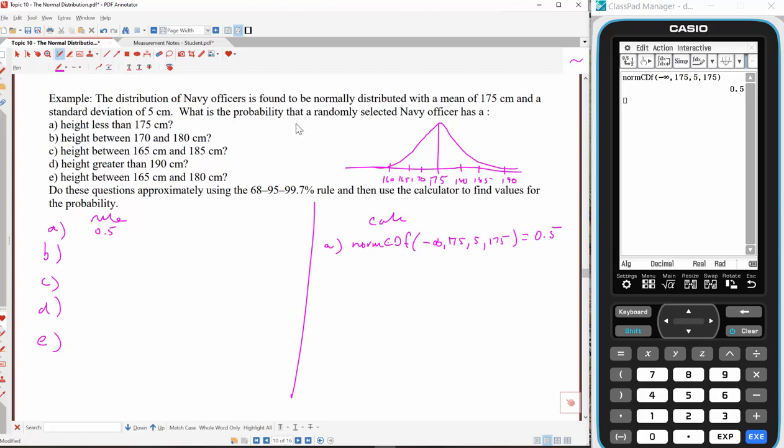Okay, between 170 and 180. That's 0.68, because 68% of the population fall within one standard deviation of the mean. So norm CDF. Now what we're going to do is just change this. Instead of negative infinity, we're going to give it a lower bound of 170 and an upper bound of 180, with the same standard deviation and mean. And this has got to be 0.68, but we're going to be a little bit more accurate this time. So it's going to be 170 to 180.